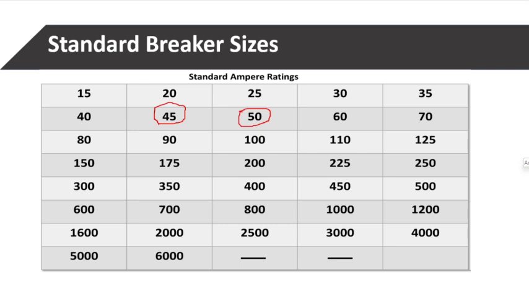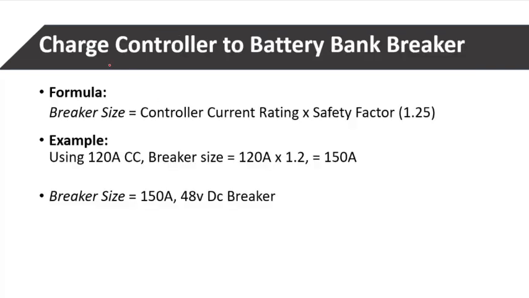because the current coming from the panels is a DC current, so we are using a DC breaker for this example. Now the next breaker we install is also between your charge controller and your battery bank. The formula for sizing this breaker equals the controller current rating multiplied by the safety factor, which is 1.25 according to the NEC recommendations.